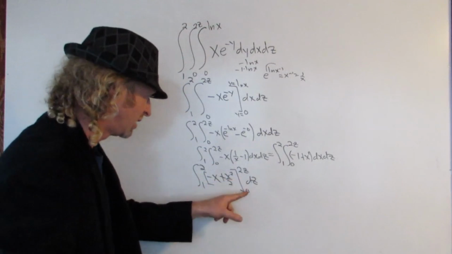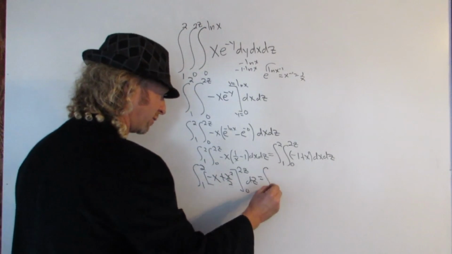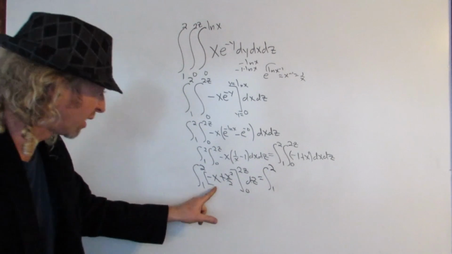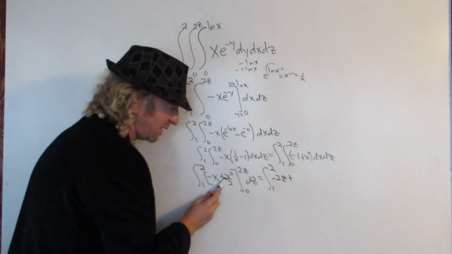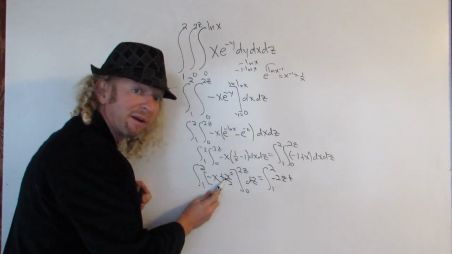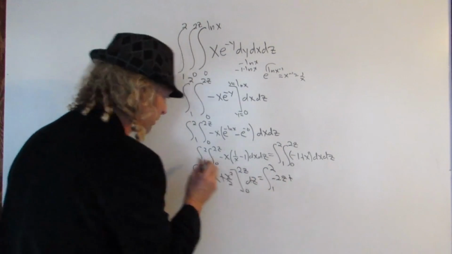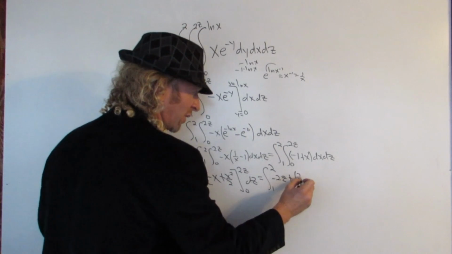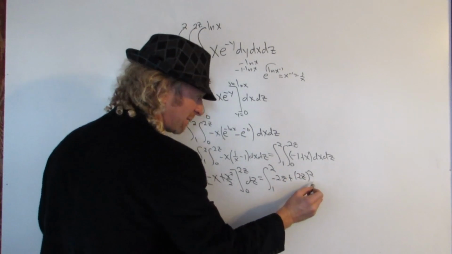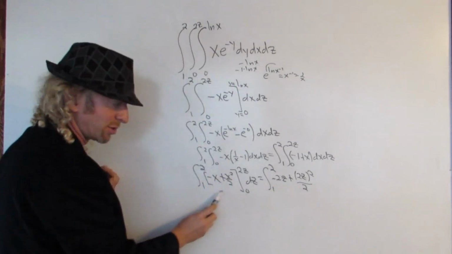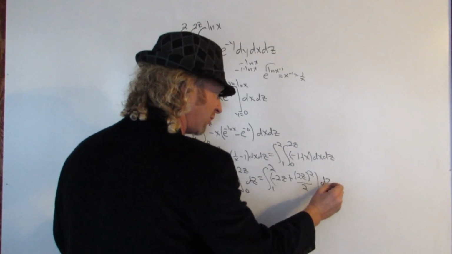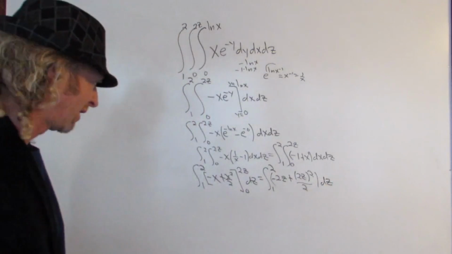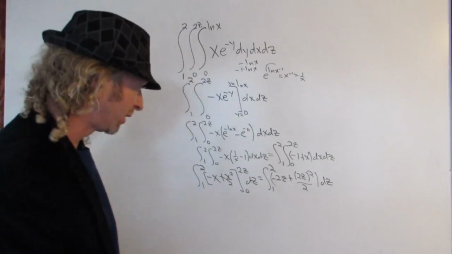First you plug in the 2z, subtract, and you plug in the 0. So this is the integral from 1 to 2. Plug in the 2z, you get negative 2z. Plus, plug in 2z here, you're going to get 2z squared. Minus 0, so plug in 0, it all goes away. So no big deal, dz. Now we're left with a single variable integral, and we'll do it.